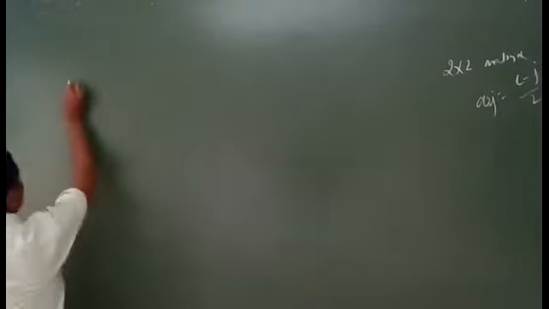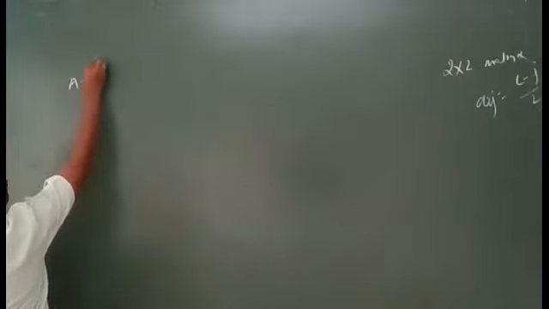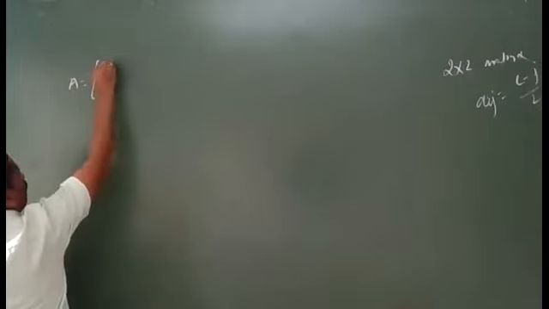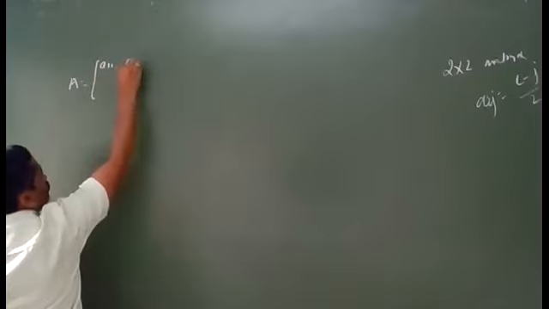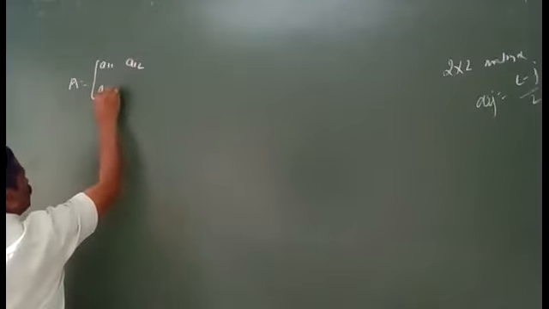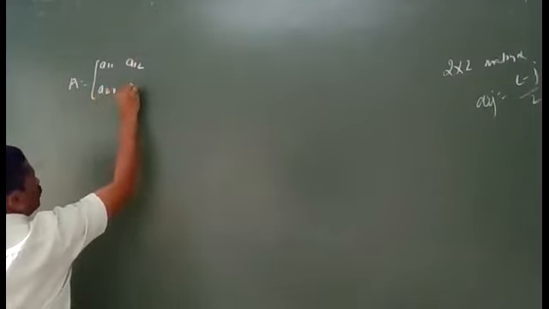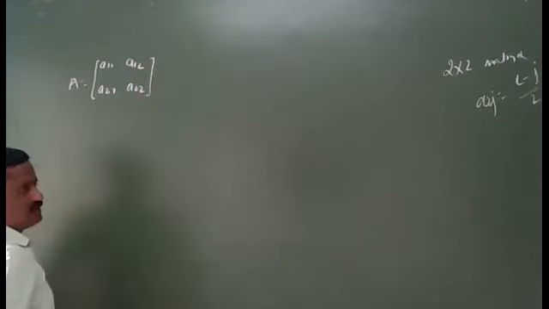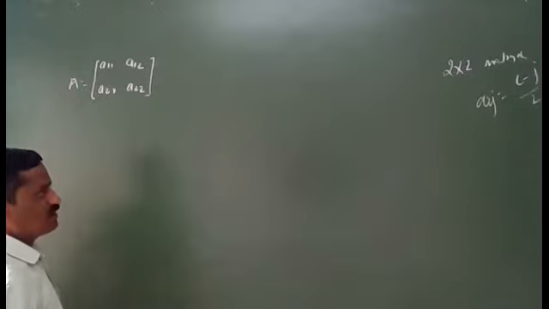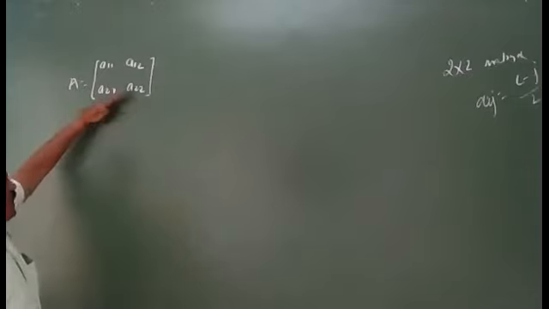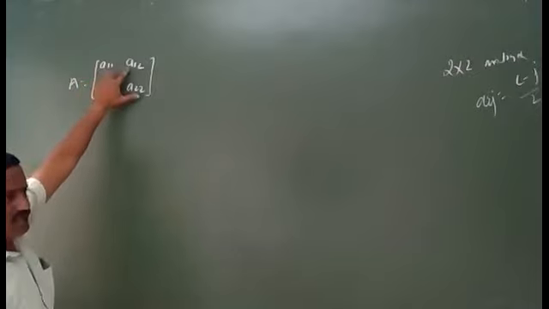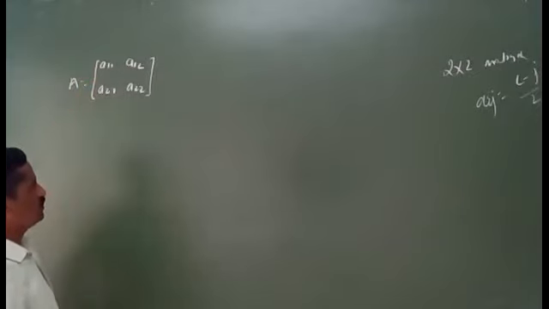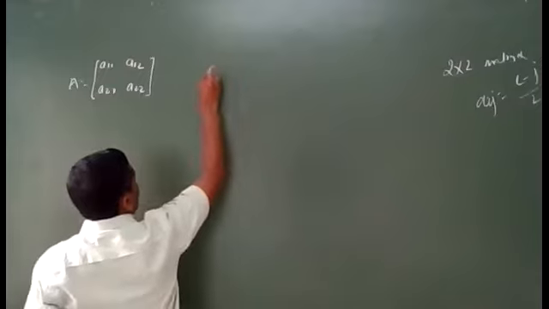So A is equal to the matrix A11, A12, A21, A22. This is the general matrix which has order 2x2, two rows and two columns. Now we have to find the value of A11, A12, A21, A22.